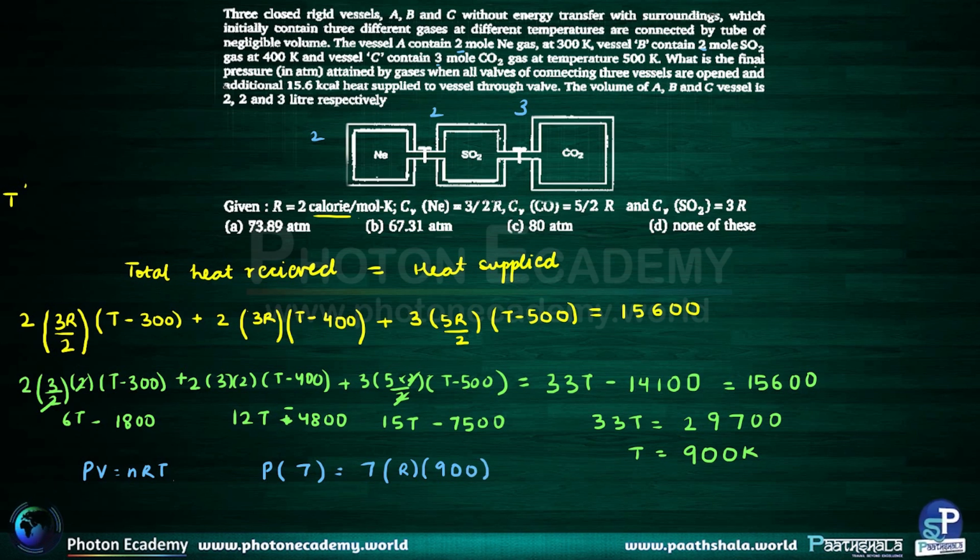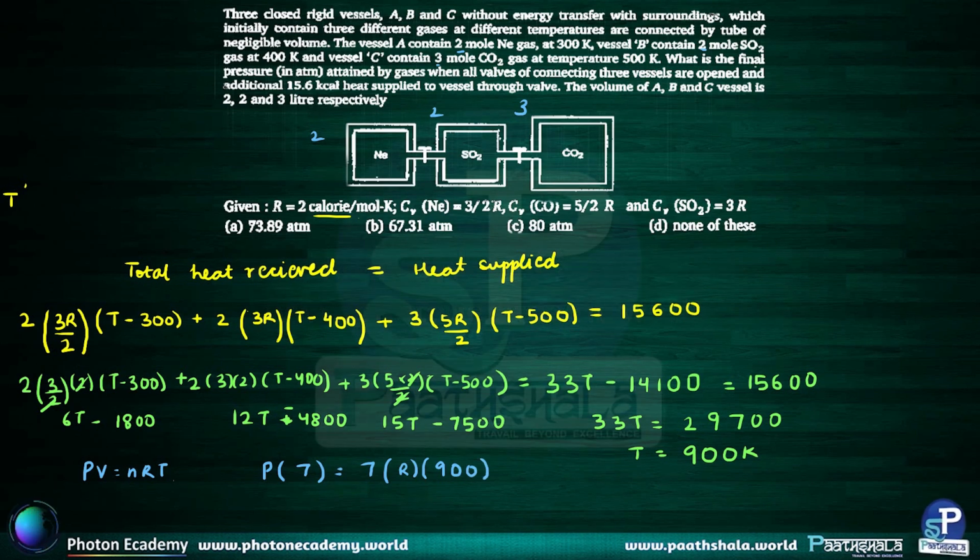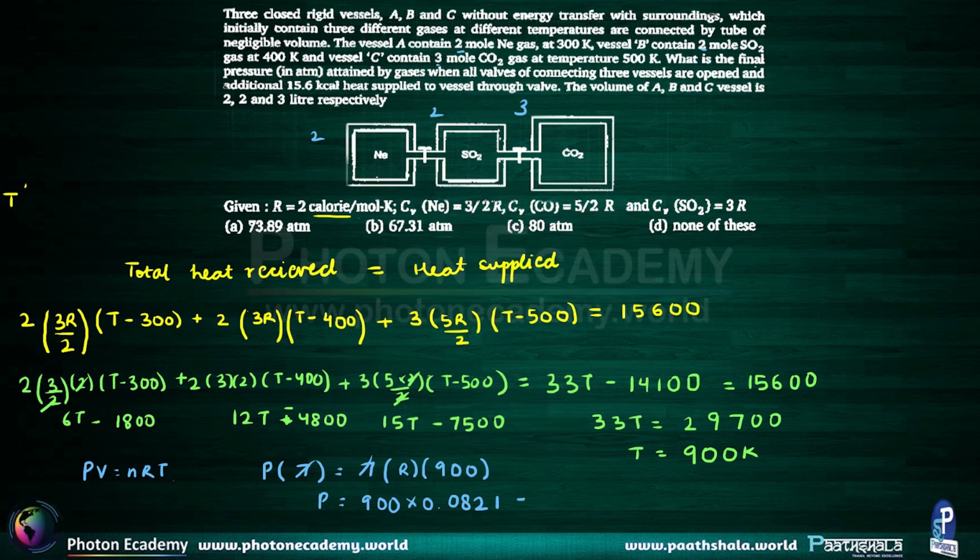So when we've plugged in all these values, the 7 gets cancelled out, and since we need pressure in atm, we will plug in R accordingly. So it will be 900 multiplied by 0.0821, and this value comes out to be 73.89 atm. And so your answer will be option A.